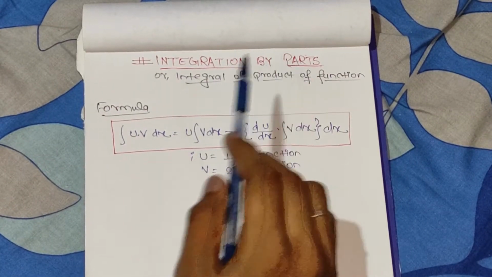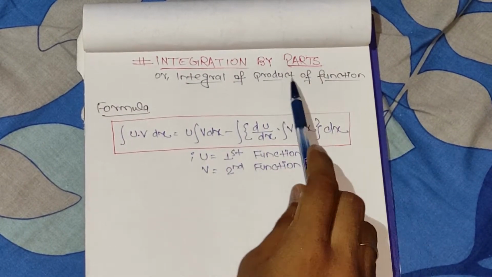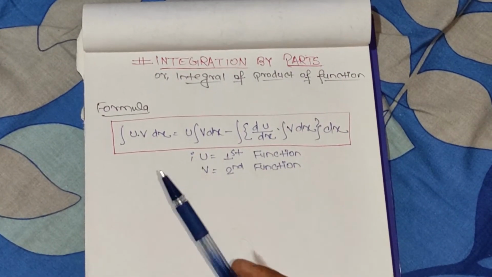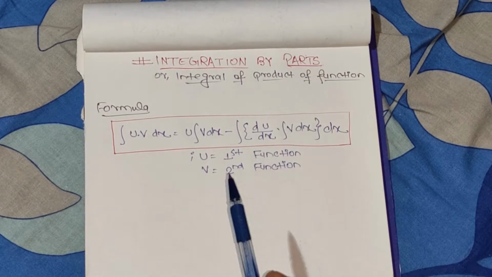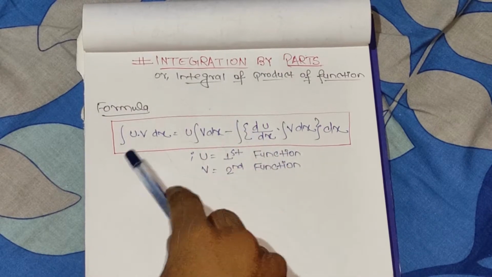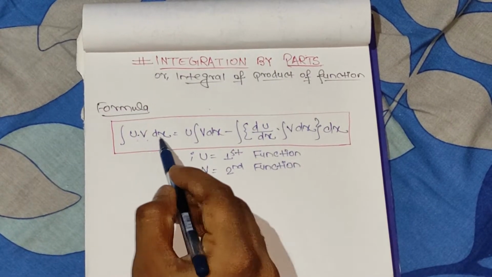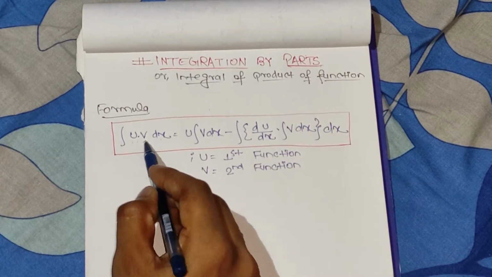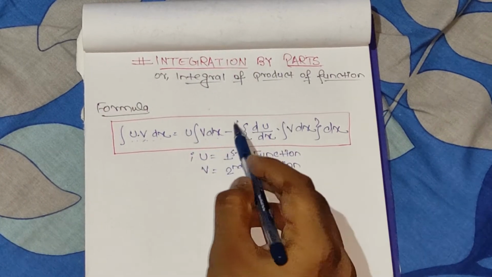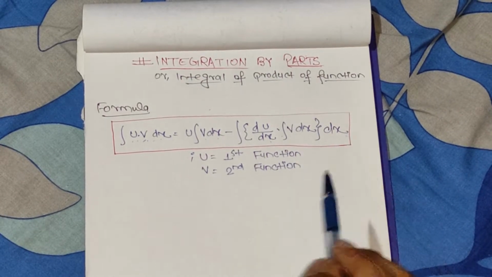So this is integration by parts, also known as integral of product of functions. It is defined by its name: when you have two functions and both are in multiplication, then we use the method of integration by parts. The formula is integral of u into v dx, where u is one function and v is another function, equals u times integral of v dx minus integral of du by dx into integral of v dx.